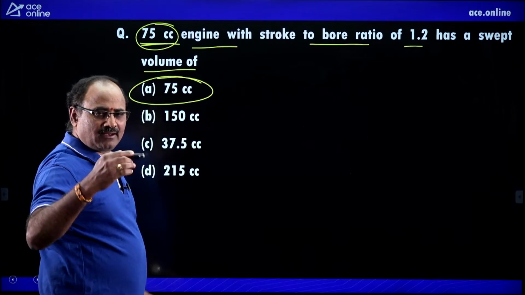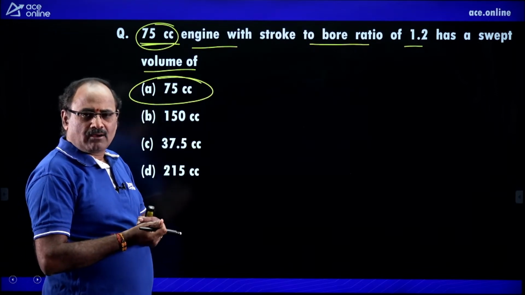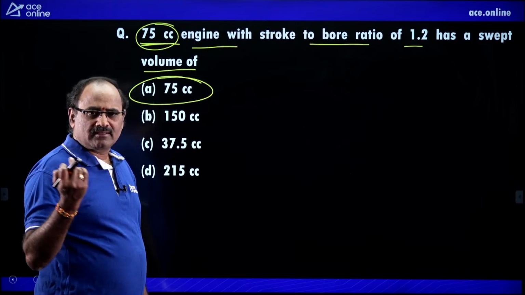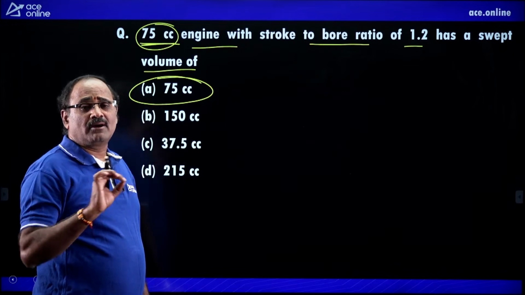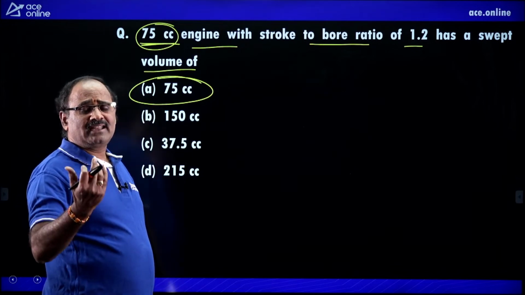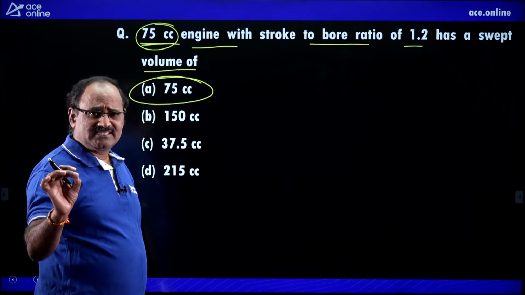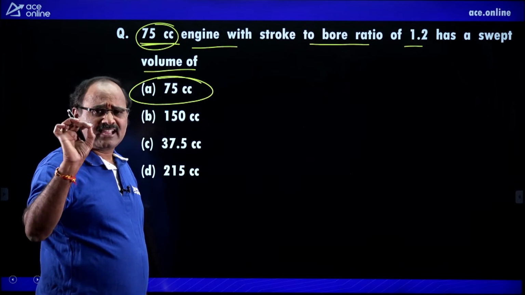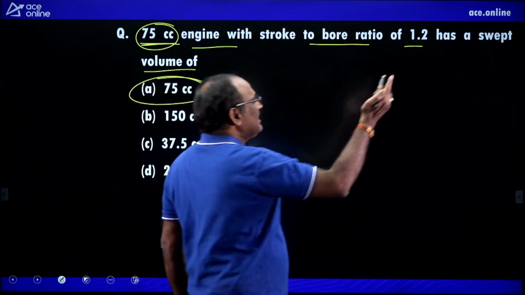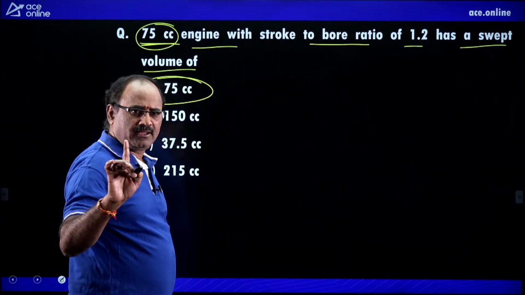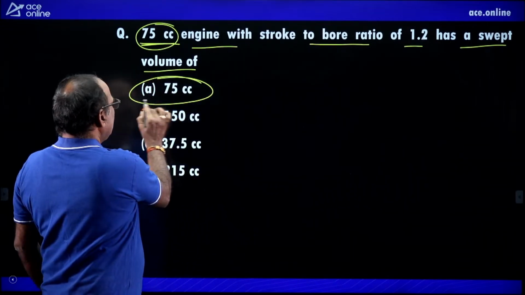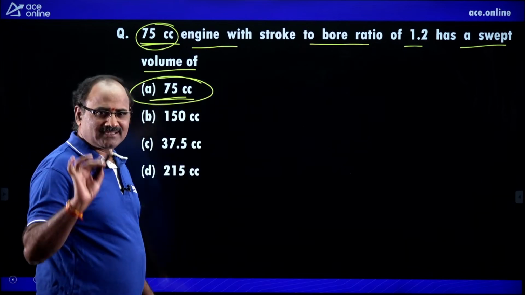Okay. Right, by the time we are purchasing a vehicle like a 2-wheeler, 3-wheeler or 4-wheeler, they will be mentioning the swept volume of the engine, like a 70 cc engine or 150 cc engine. 150 cc means that is the capacity of the engine. Capacity of the engine means swept volume or piston displacement volume only. Okay? Anyhow, option A is correct.